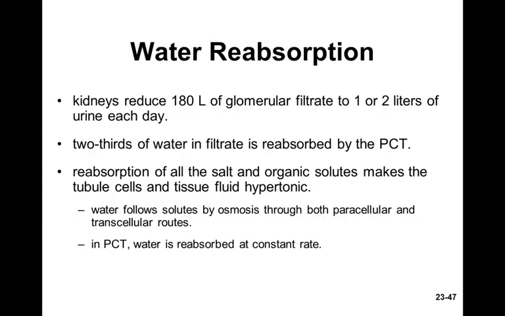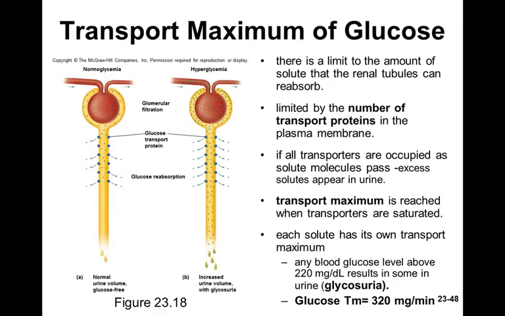The kidneys are responsible for reabsorbing water and preventing the body from becoming dehydrated. There's about 180 liters of glomerular filtrate that enter the kidney, and the kidney reduces that to 1 to 2 liters of urine each day. So about 2/3 of the water is reabsorbed by that PCT. Now, reabsorption of the salt and organic molecules makes the cells and the tissue fluid hypertonic. And of course, this allows water to follow those solutes by osmosis. And in that PCT, water is reabsorbed at a pretty constant rate.